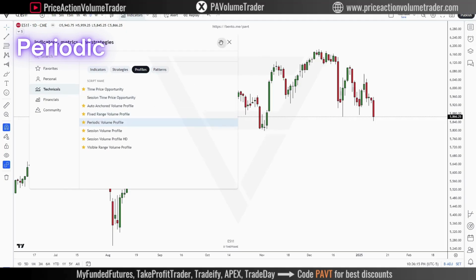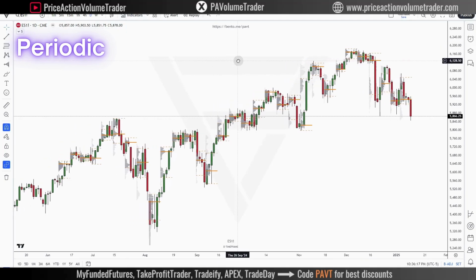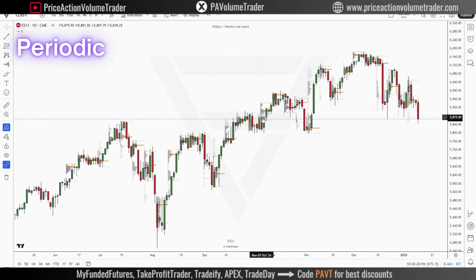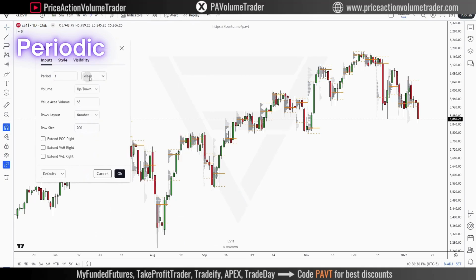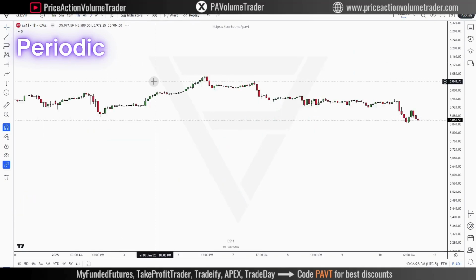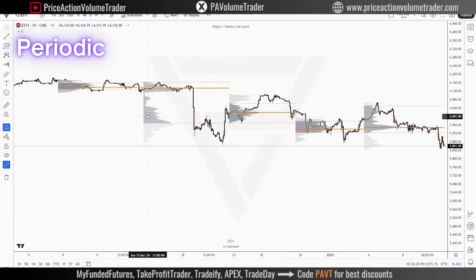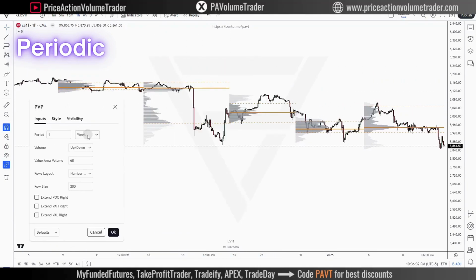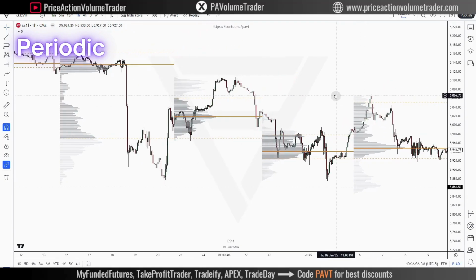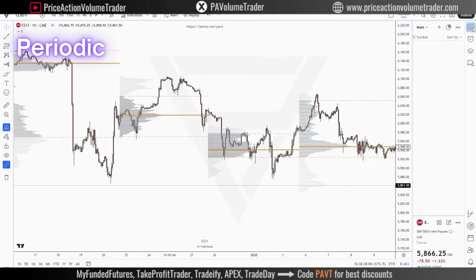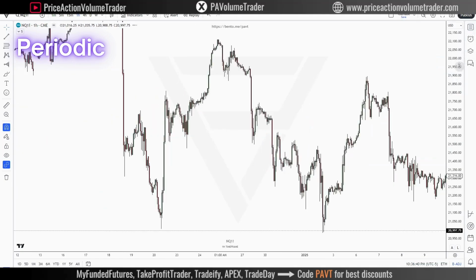The periodic, as the name implies, is going to make a profile based on an X number of periods that you select. So if you go to input, let's go down into an hourly time frame, and you can see this is set as a weekly profile. So if I zoom out, and you can change this, to any market that you want.